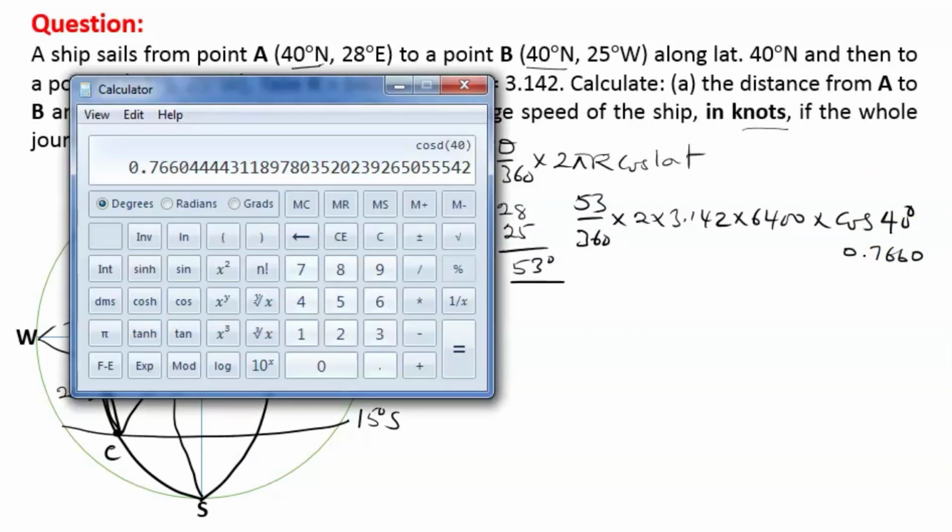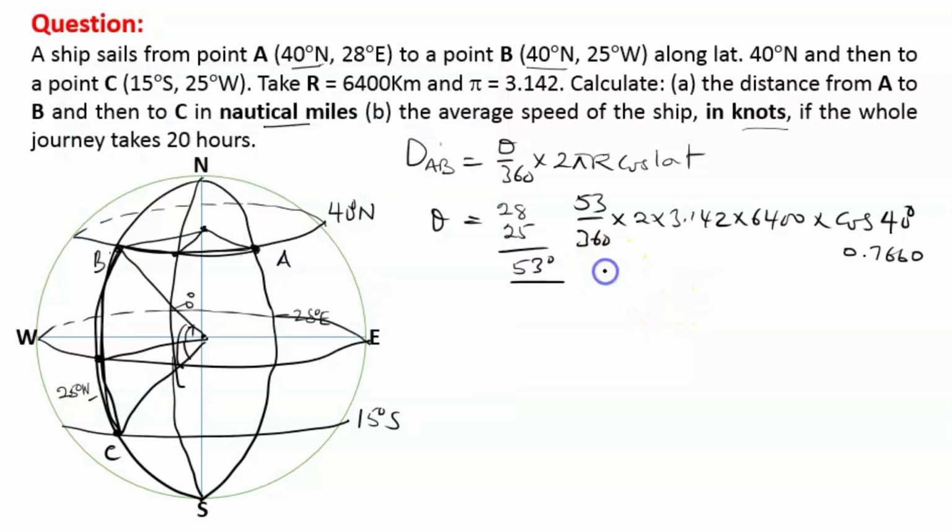So let's now multiply. I have 53 divided by 360 times 2 times 3.142 times 6400 multiplied by 0.7660. When we do that, we are going to have 4535. So the distance is 4535 point, there is a decimal. Let's just take it to 2 decimal places, which is 43. So 43 kilometers. All right, so this is what we have for distance A to B.